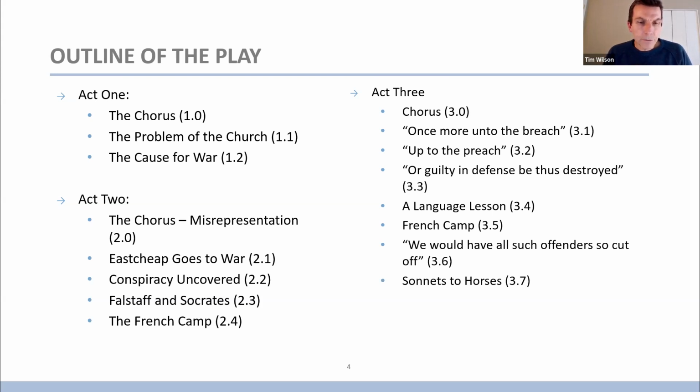In Act 2, Scene 3, back at the tavern in East Cheap, we learn that Falstaff is dead, and Mistress Quickly describes this death in a moving scene. I say Falstaff and Socrates there because the description of that scene, as we'll see later, is very reminiscent of the description of the death of Socrates. And we'll want to think about what Shakespeare is doing in paralleling these two figures.